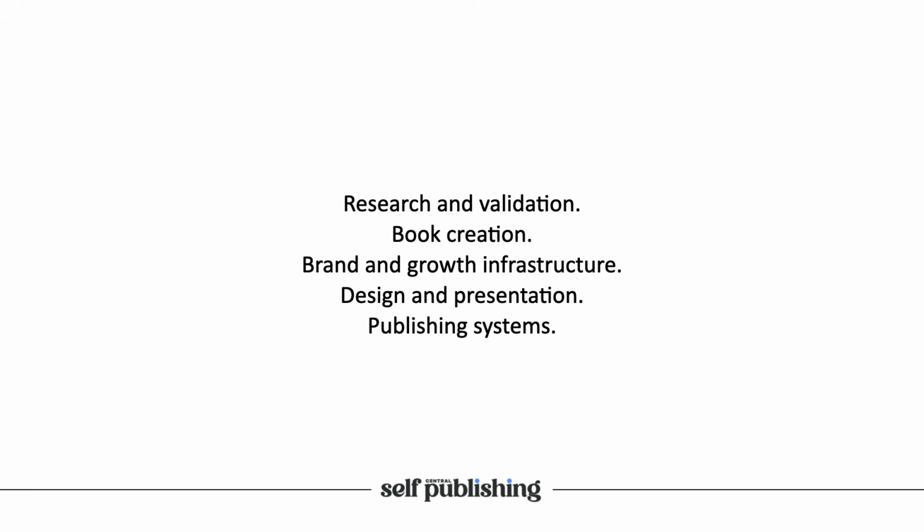So what is the $500 framework? What is it you're actually paying for? I like to break this down into 5 different areas because almost every publishing decision that you are going to make fits into one of them. We've got research and validation, book creation, brand and growth infrastructure, design and presentation, and publishing systems. You don't need to master all of these at once, but you do need to cover them at a basic level. So let's go through each one properly.